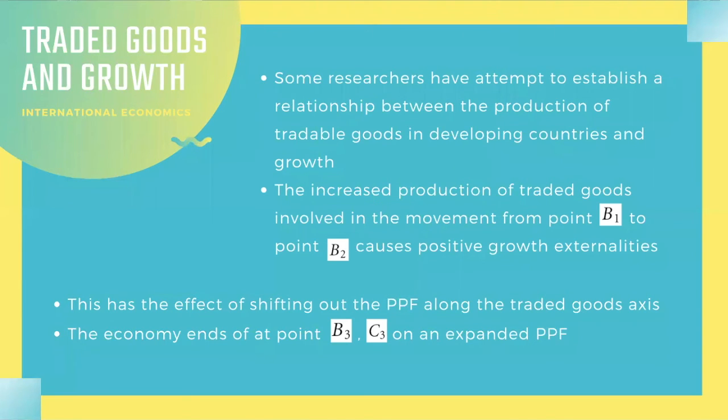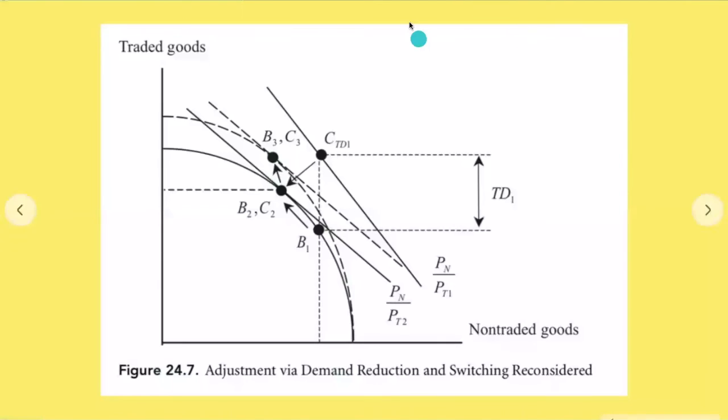Some researchers have attempted to establish a relationship between the production of tradable goods in developing countries and growth. We can visualize this argument in figure 24.7 right here. The increased production of traded goods is involved in the movement from point B1 to point B2, which is right here. This causes positive growth externalities.